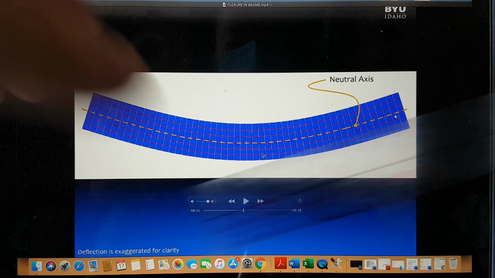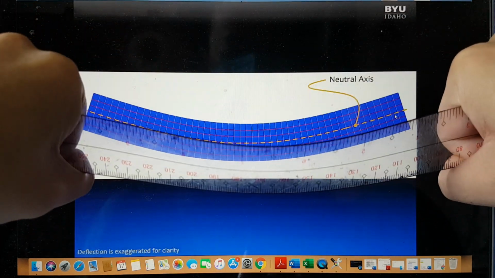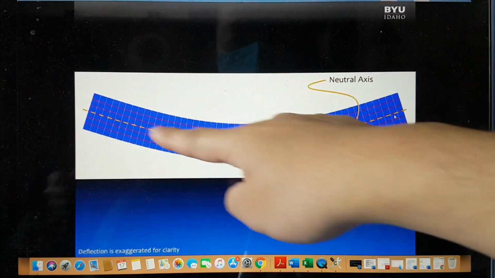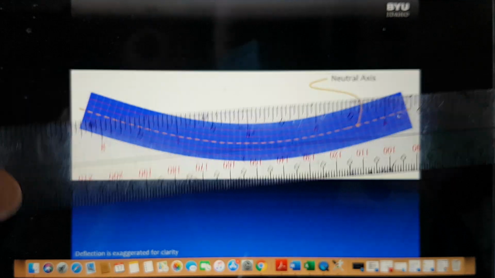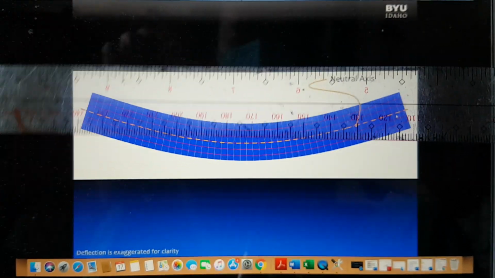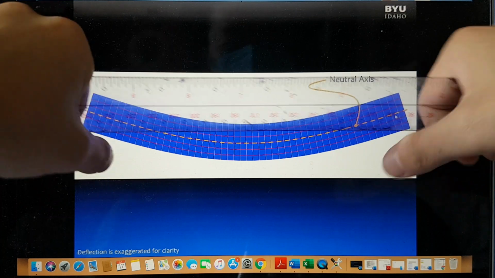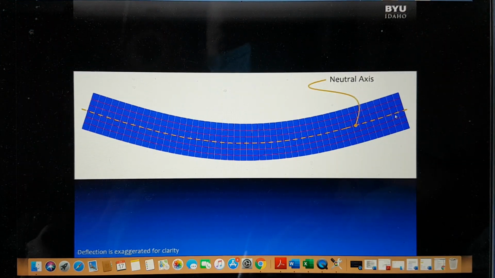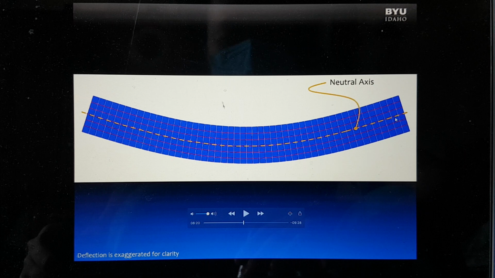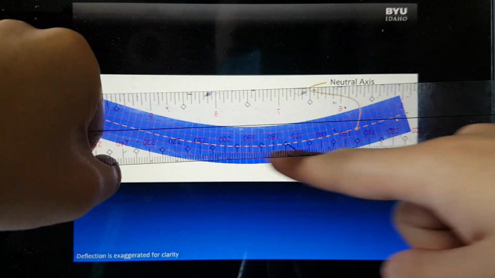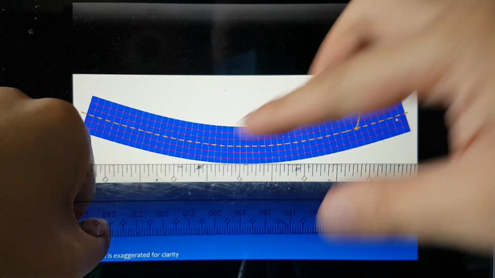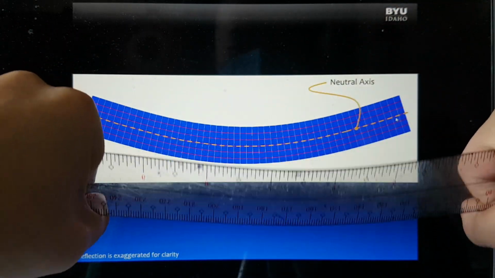Going back to this figure, we have exaggerated the beam, and it looks like this. This is the neutral axis. The neutral axis is the point where it is neither compression nor tension. Now, if we look closely at our section here, at the top there is compression, while at the bottom there is tension. The fibers at the bottom are being pulled apart, while the fibers at the top are compressing each other.